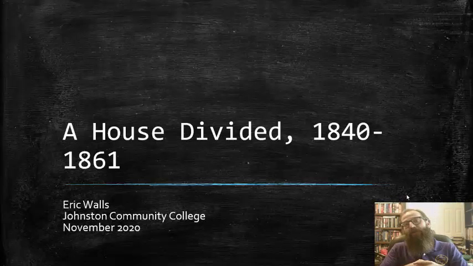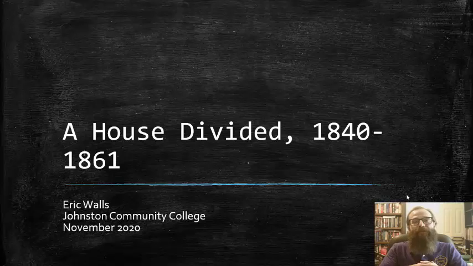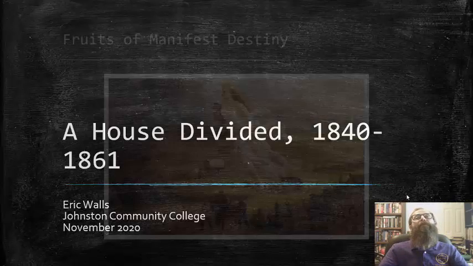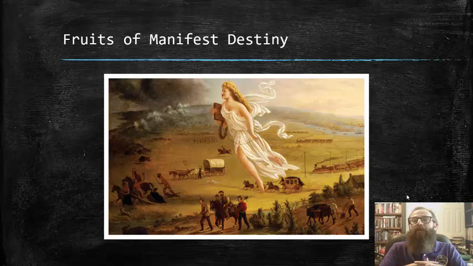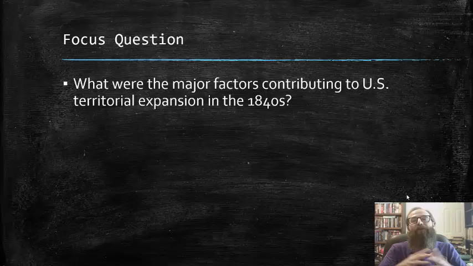This is your lecture series for Chapter 13 in your textbook, Give Me Liberty by Dr. Eric Foner. This chapter is entitled A House Divided, 1840 to 1861. The first section is entitled The Fruits of Manifest Destiny. The focus question for this section is, what were the major factors contributing to U.S. territorial expansion in the 1840s?